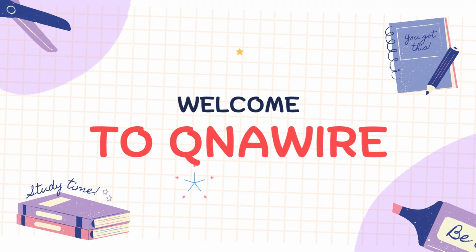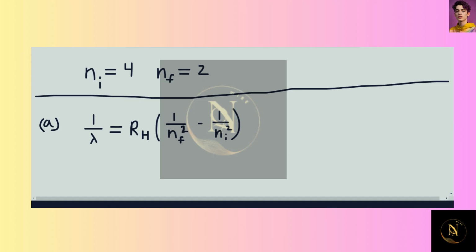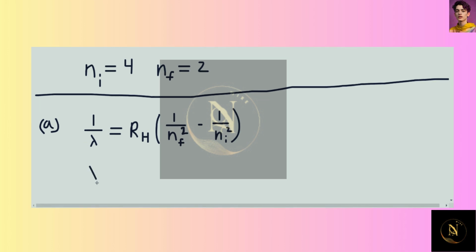Welcome to qnawire. For part A, we're asked to find the wavelength, lambda, of a hydrogen atom going from the initial state of 4 to the final state of 2. The equation that governs this wavelength is 1 over lambda is equal to the Rydberg constant times 1 over n sub f squared minus 1 over n sub i squared. So in other words, lambda is just going to be the inversion of what's on the right side of the equation. So we're just going to raise both sides of the equation to the minus 1 to get lambda.